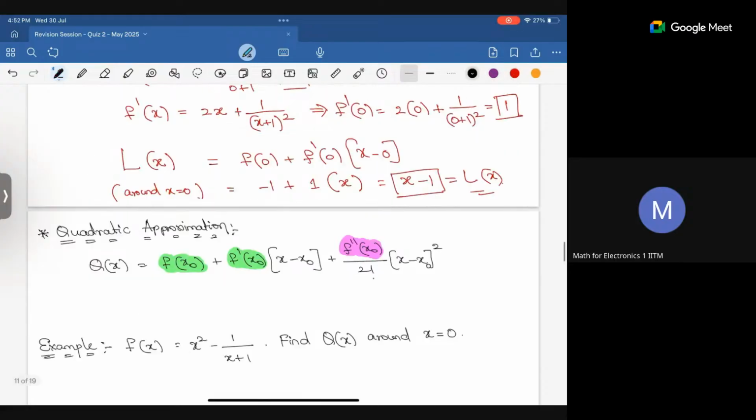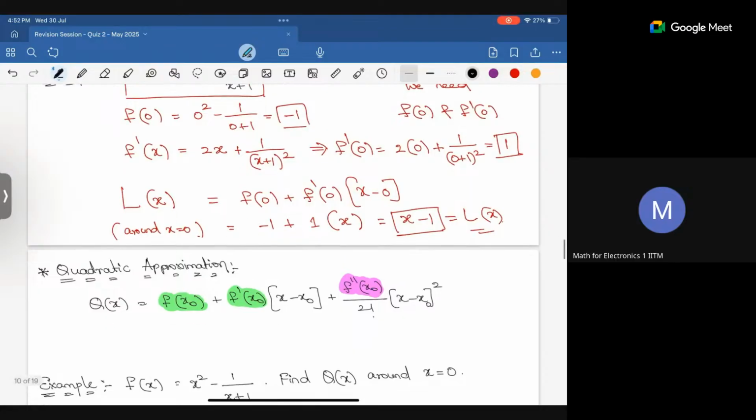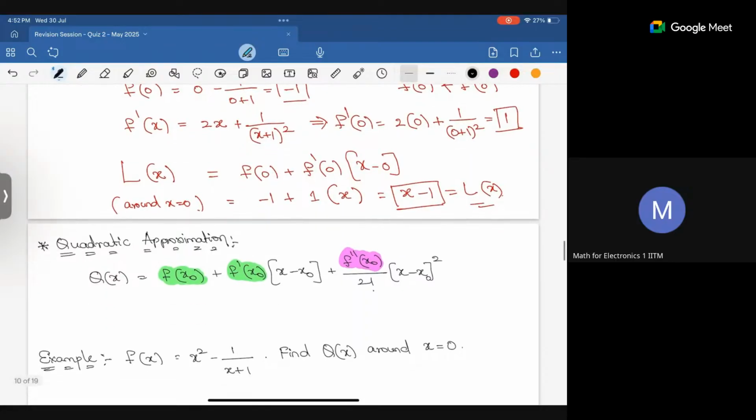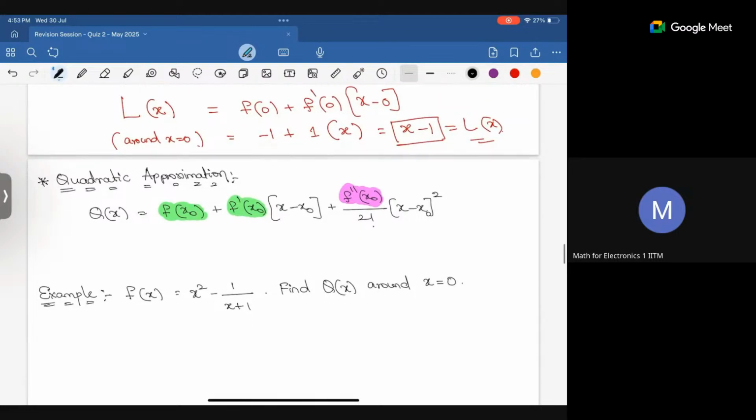So we already have f of 0 and f prime of 0. We also have f prime of x. So for finding f double prime of x, we have f prime of x as 2x plus 1 by x plus 1 whole square. Right, so from here, if I take the derivative once again, I'll get 2 minus 2 by x plus 1 whole cube. So you can check this, you will get this expression.